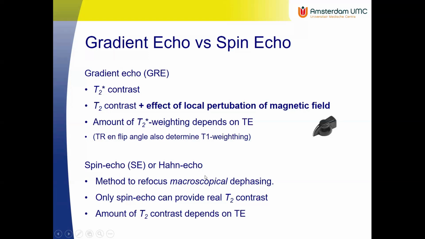Now, on the other hand, we have this magical spin echo sequence, and that includes a method to refocus the macroscopical dephasing. So the spins are sort of made into chaos by the presence of the local disturbance of the magnetic field, and the spin echo has a trick to refocus it. And only the spin echo, and that's something to remember, spin echo can provide the real T2 tissue contrast. So if you want a T2 weighted image, you always need a spin echo sequence.